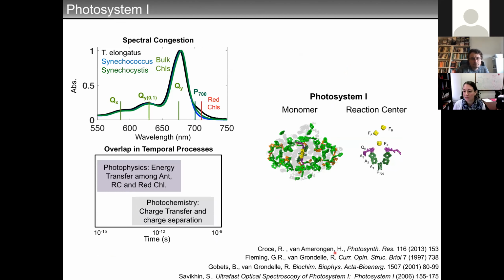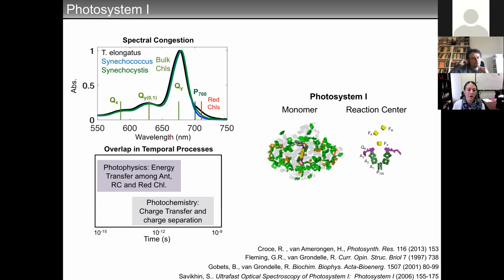That's really for two reasons. First, there's a lot of spectral congestion here. So here are the linear spectra of photosystem 1 from 3 different cyanobacteria. All of the chlorophylls contribute to this QY band here, and even the charged species like the anion and cationic form have absorptions here. We see a little bit of structure associated with the red chlorophylls, and these are species dependent, but there's still a lot of spectral congestion.